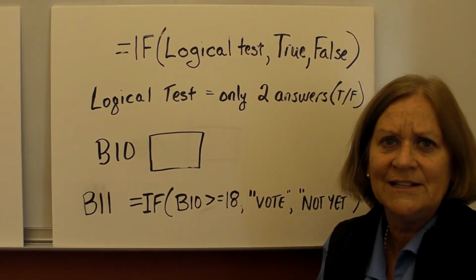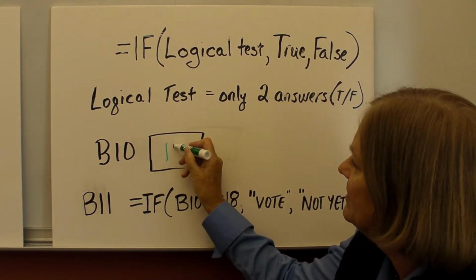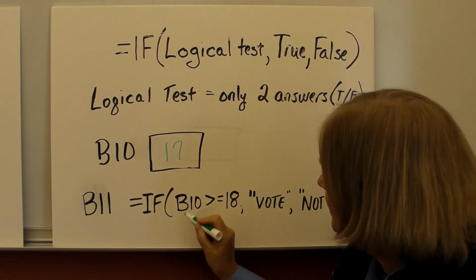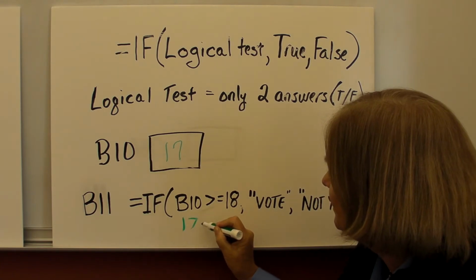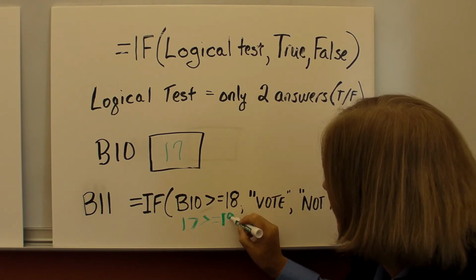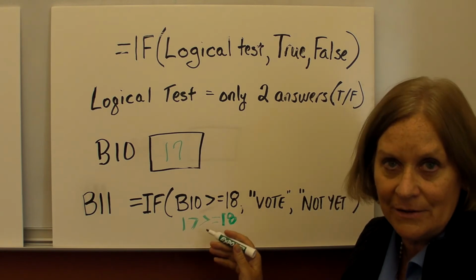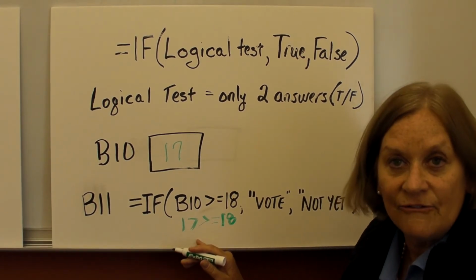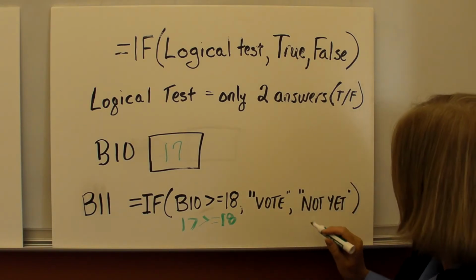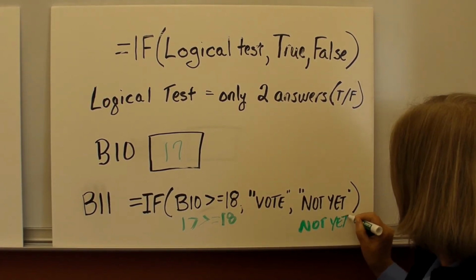So let's do a little example. Let's say in B10, I'm going to put 17. Okay, so now in B11, what the IF function is going to do is it's going to say, is 17 greater than or equal to 18? Now, we know the answer to that. 17 is not greater than or equal to 18. So that is a false answer. So what Excel is going to do is go to this second comma and we'll put in the words not yet within the cell.